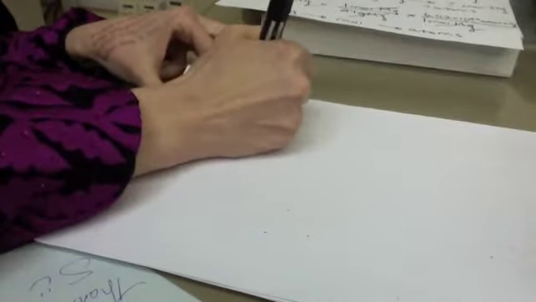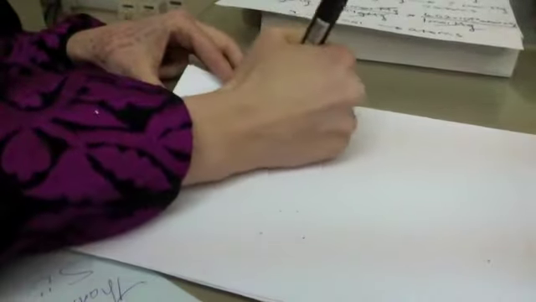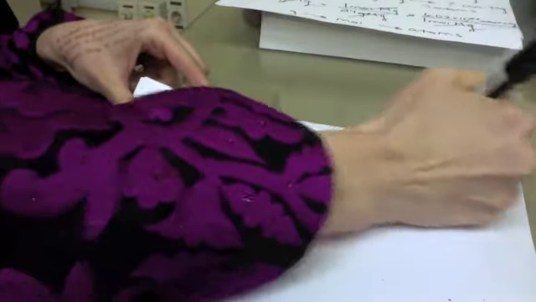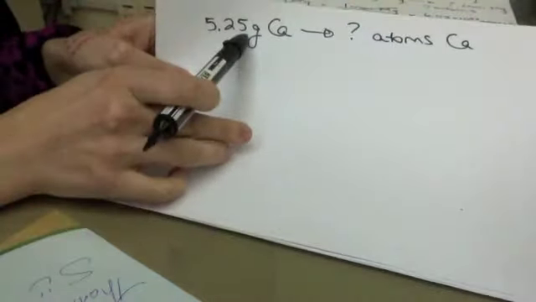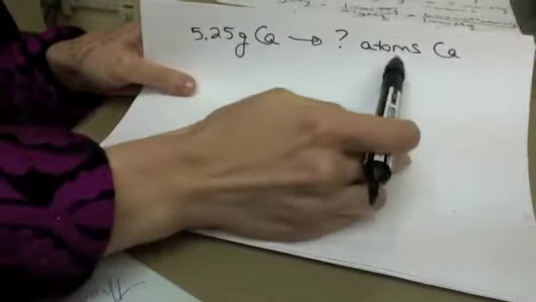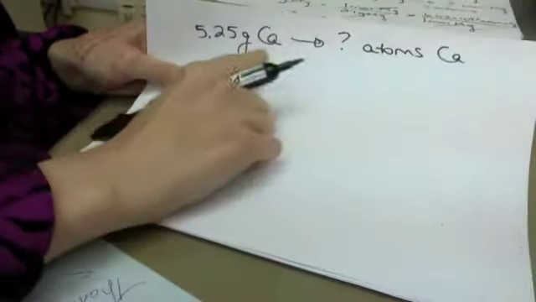So if I say that I have 5.25 grams of calcium, okay? My question is, how many atoms of calcium are in this sample? If I am in the laboratory and I'm weighing 5.25 grams of calcium, okay? How many atoms are actually in that 5.25 grams?